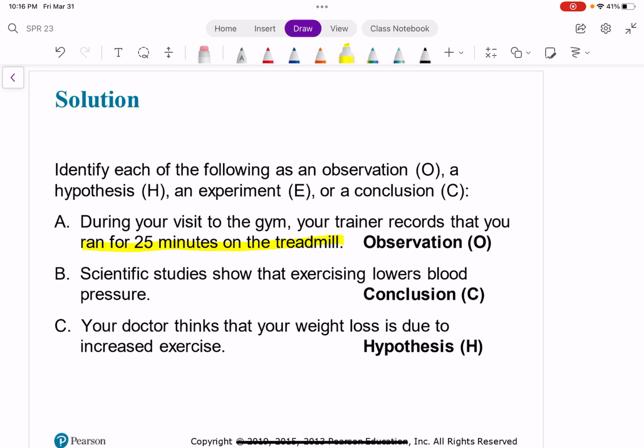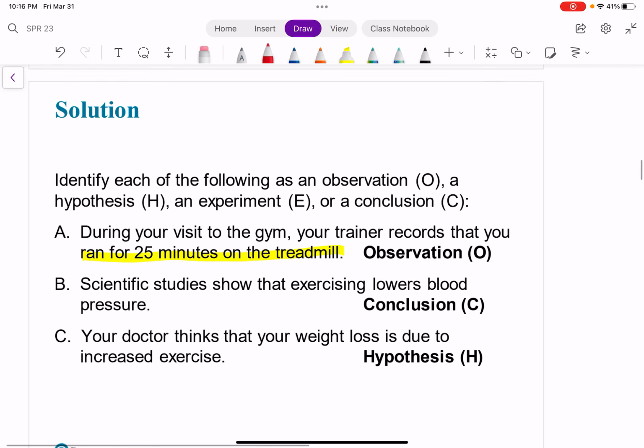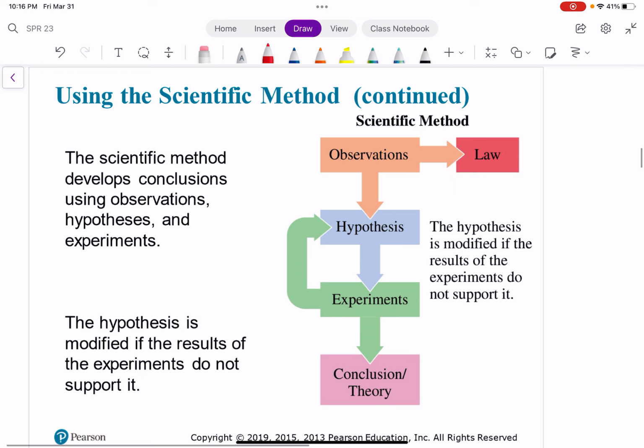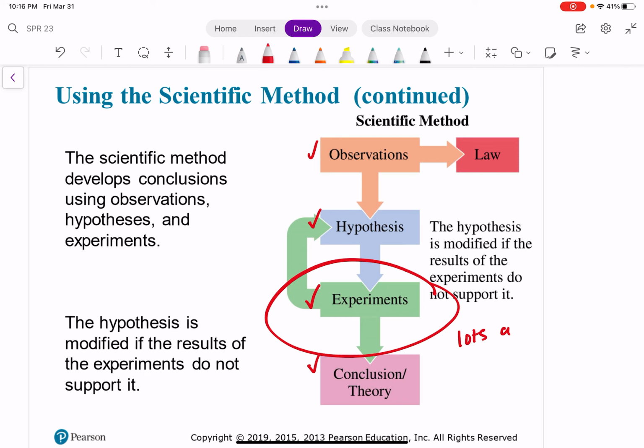B, scientific studies show that exercising lowers blood pressure. Now, anytime you read a scientific study, you want to double check and make sure that it's sound, that it was conducted well, that it's good science, that their process was really good, that they followed all the steps of the scientific method. Right? They made their observations, they formed a hypothesis, they tested with experiments, and they came to a conclusion. And ideally, they would have lots of data, right? Lots of data would be better than less data, right?